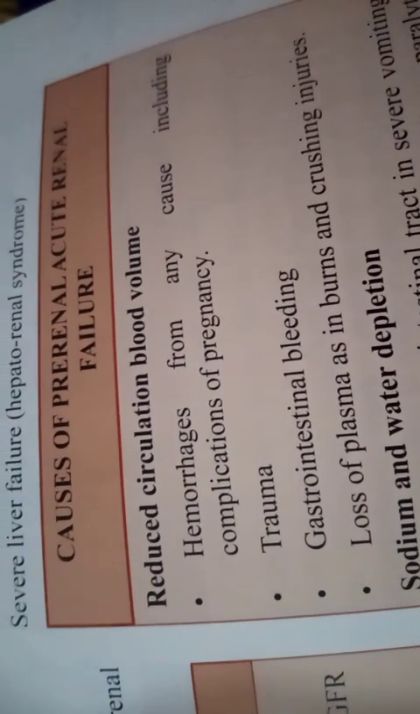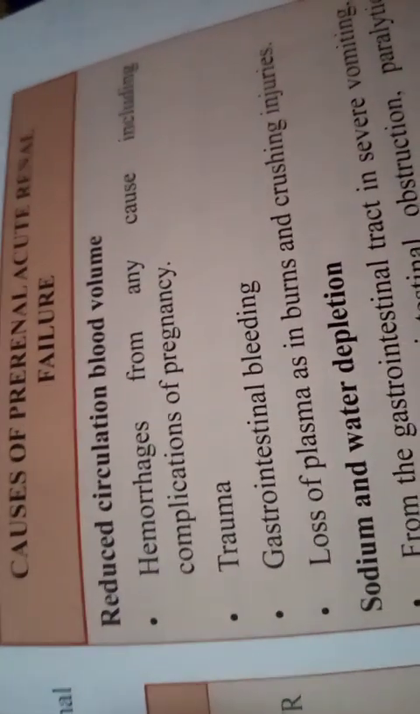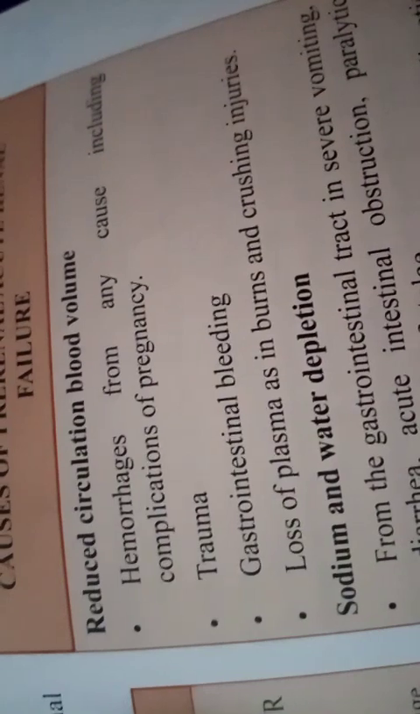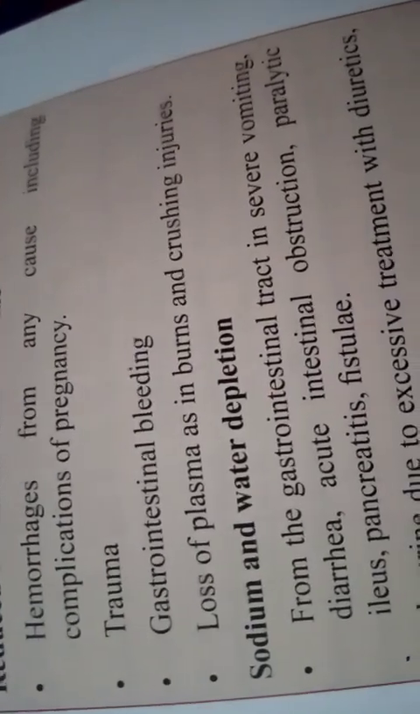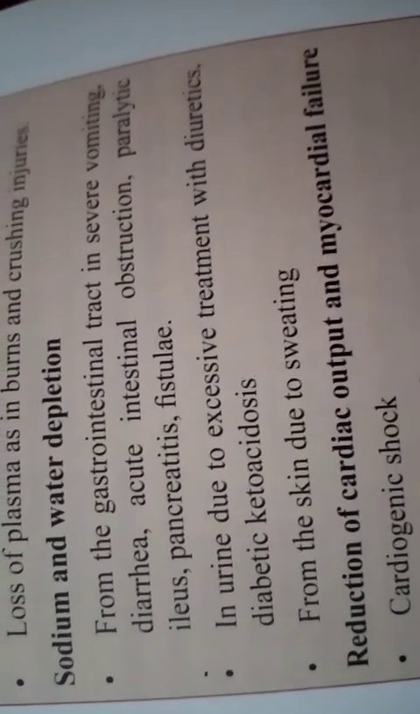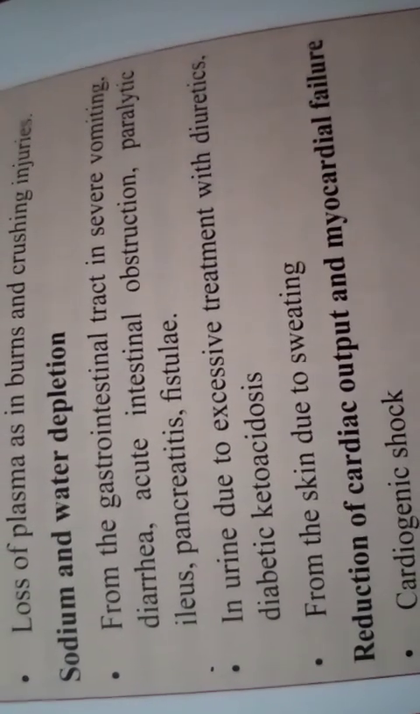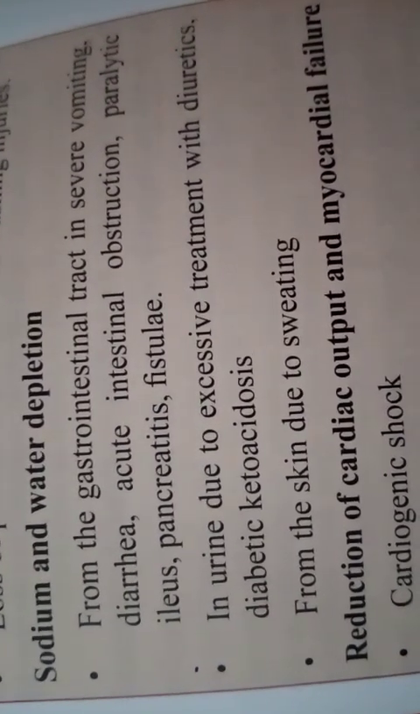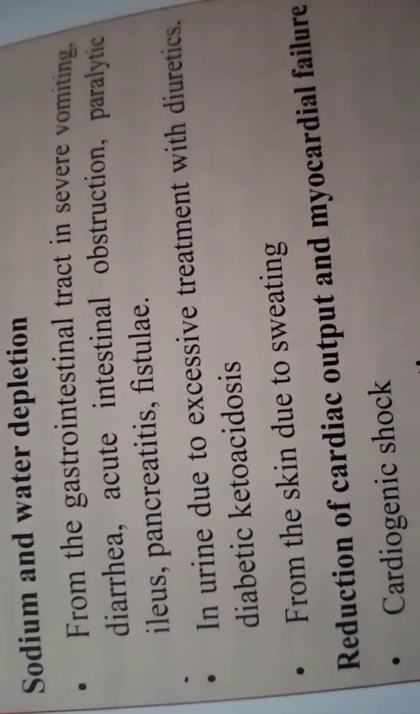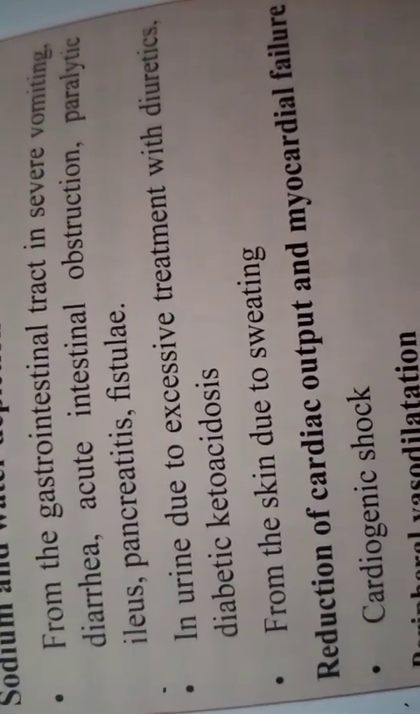Causes of pre-renal failure: reduced circulating blood volume, hemorrhage from any cause including complications of pregnancy and trauma, GI bleeding, loss of plasma as in burns and crush injury, sodium and water depletion from the GI tract in severe vomiting, diarrhea, acute intestinal obstruction, paralytic ileus, pancreatic fistula, loss in urine due to excessive treatment with diuretics, diabetic ketoacidosis, and loss from skin due to sweating.